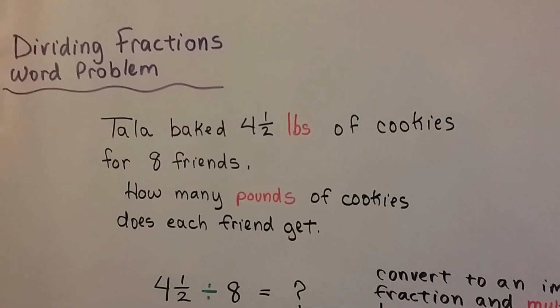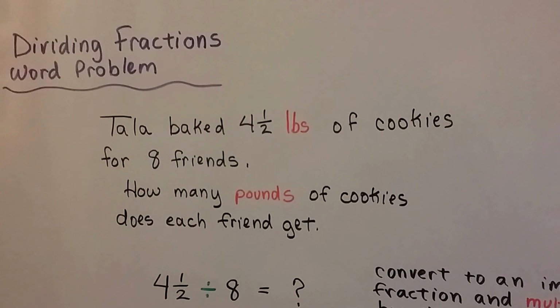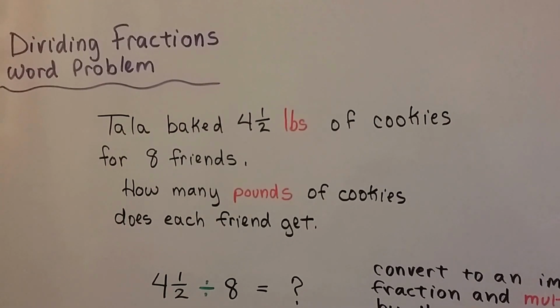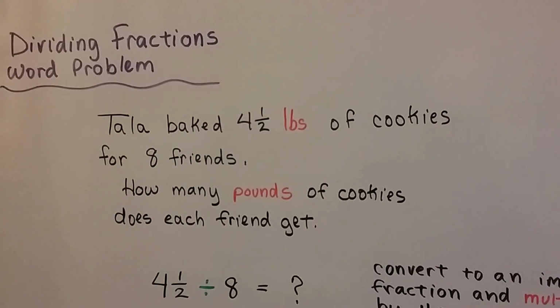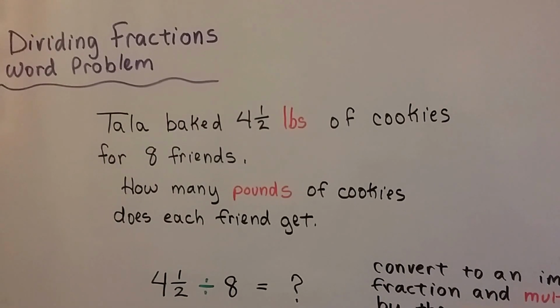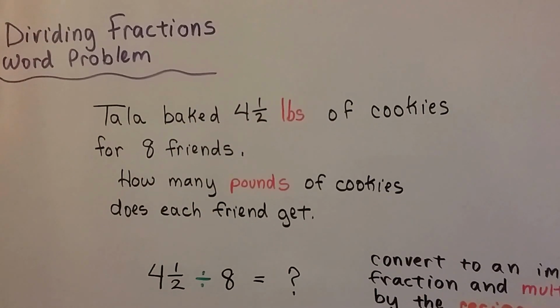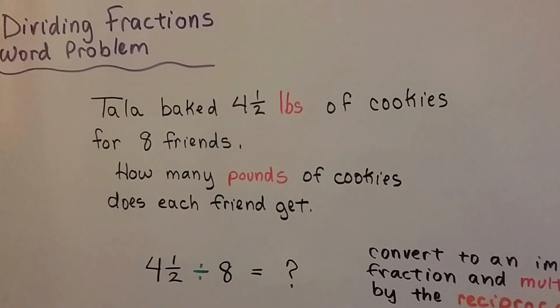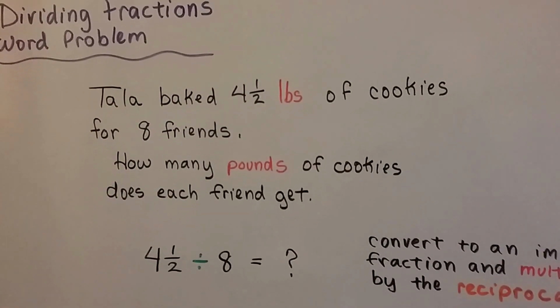Dividing fractions word problem. Tala baked 4.5 pounds of cookies for 8 friends. How many pounds of cookies does each friend get? So we need to write an equation for this word problem. We're going to do 4.5 divided by 8.